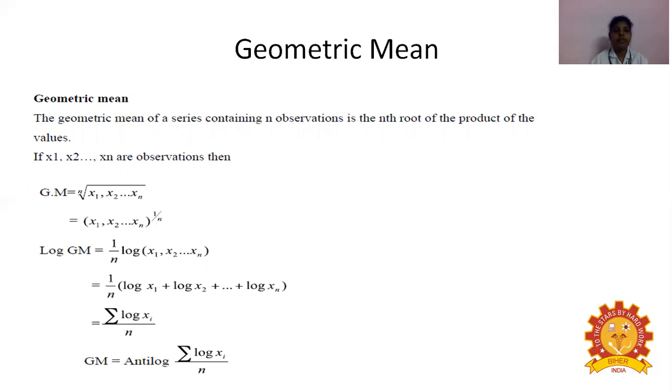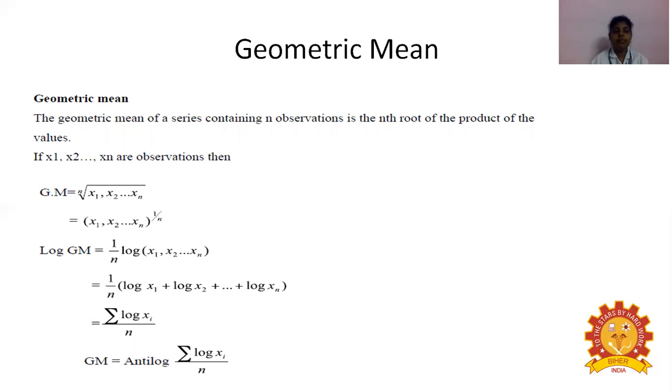Next, geometric mean. The geometric mean of a series containing n observations is the nth root of the product of the values. If x1, x2 up to xn are observations, then geometric mean equals the nth root of x1, x2 up to xn. So we can write it as x1, x2 up to xn, whole to the power 1 by n.